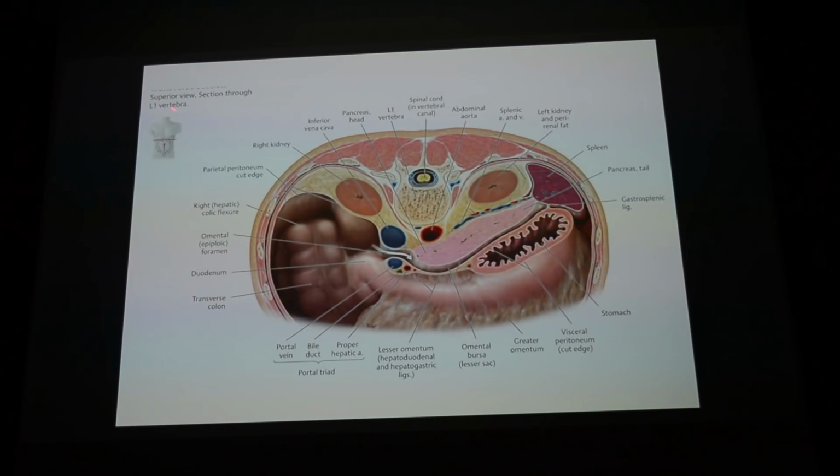This section was taken at the first lumbar vertebra. Guys, in GI, the levels are very important. We will be asking you in a big way about blood supply and the levels. So be good with the levels. What happens at what level?